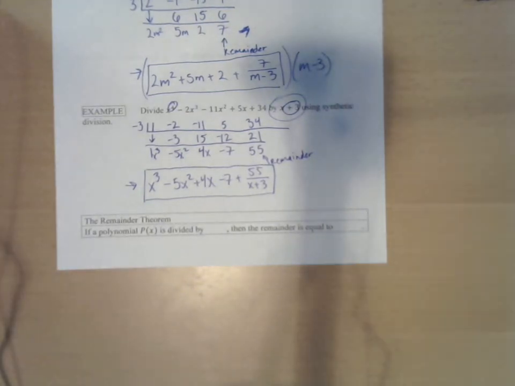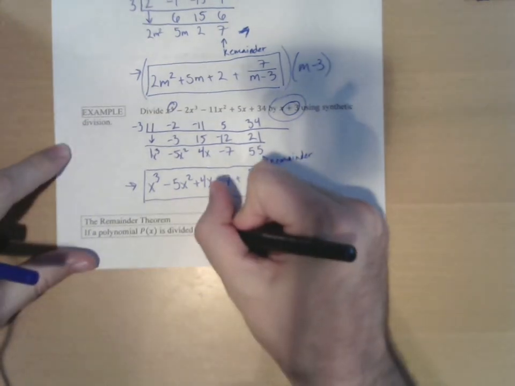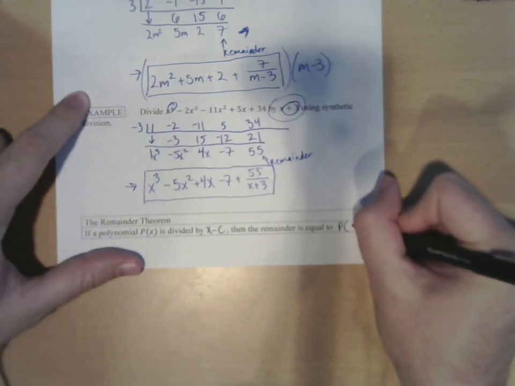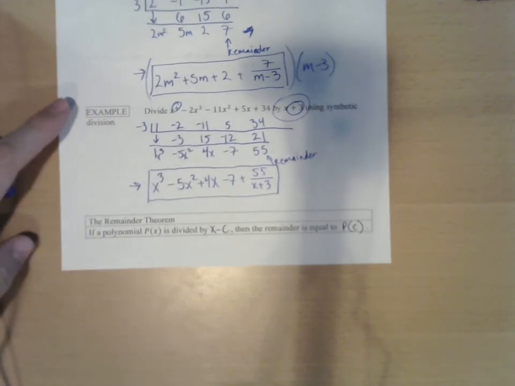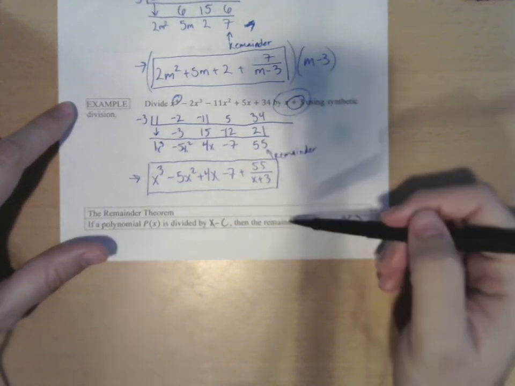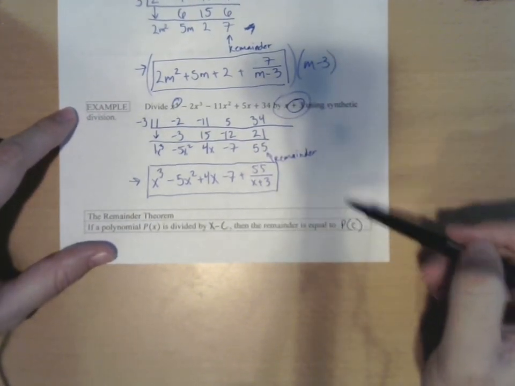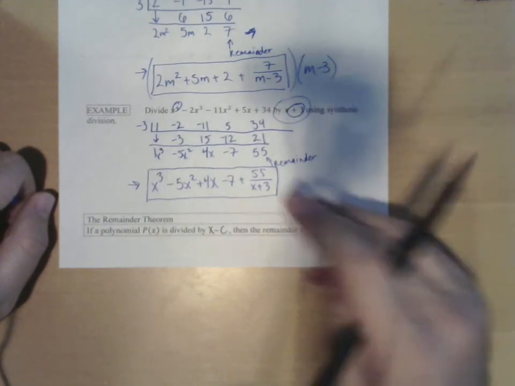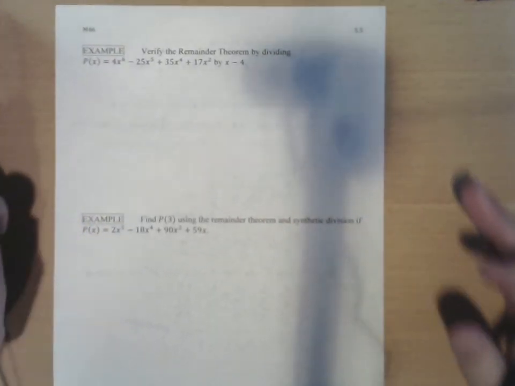So let's talk about the remainder theorem. It says if a polynomial p of x is divided by x minus c, so it's divided by a linear term, then the remainder is equal to p of c. In other words, whatever your remainder is is what happens when you plug that number, c, into the polynomial. So, if we flip the page, we're going to verify that using this guy here.